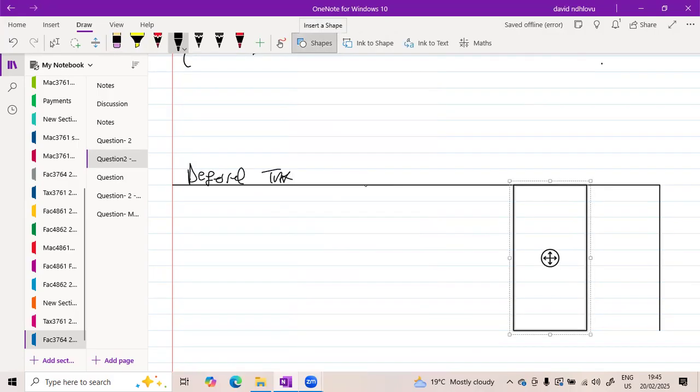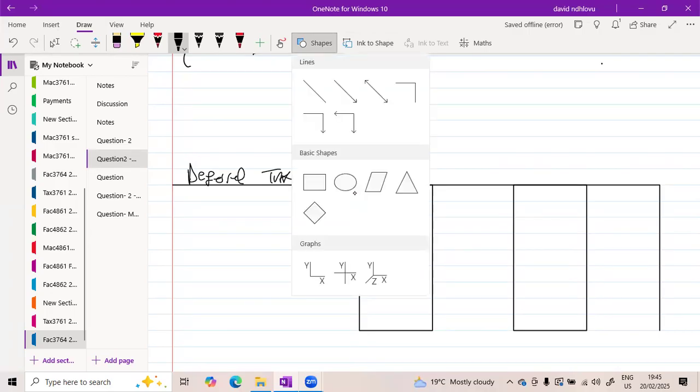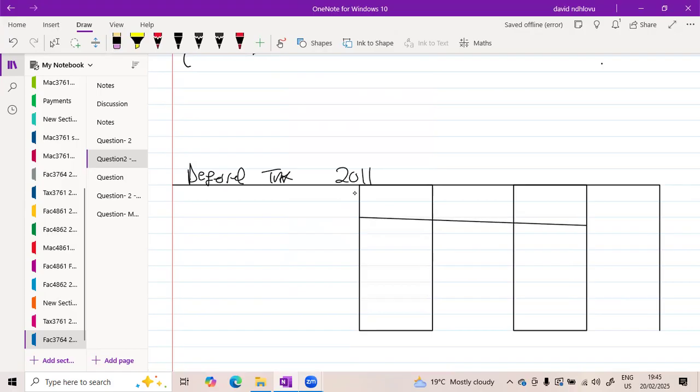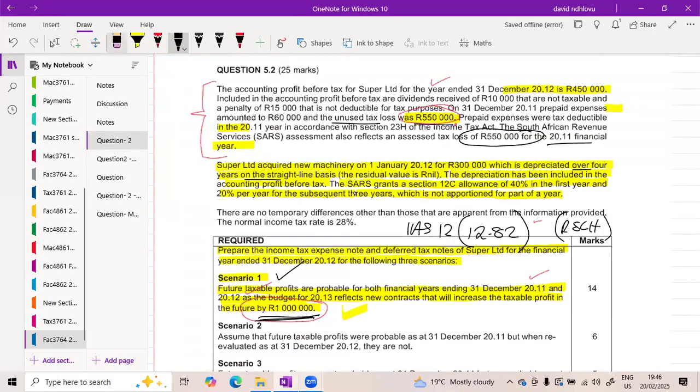So we still need the prior year. We're still looking at the year 2011 here. I don't think there's going to be a change. Let's see what we have from the information provided. We have the carrying amount, the tax base, the temporary difference, and the deferred tax asset or liability at 28%. So we still have exactly the same information, where we had a prepaid expense of 60,000. So nothing changes there.